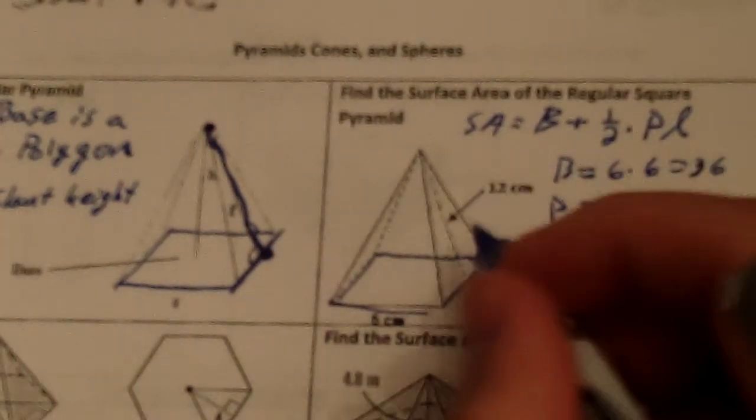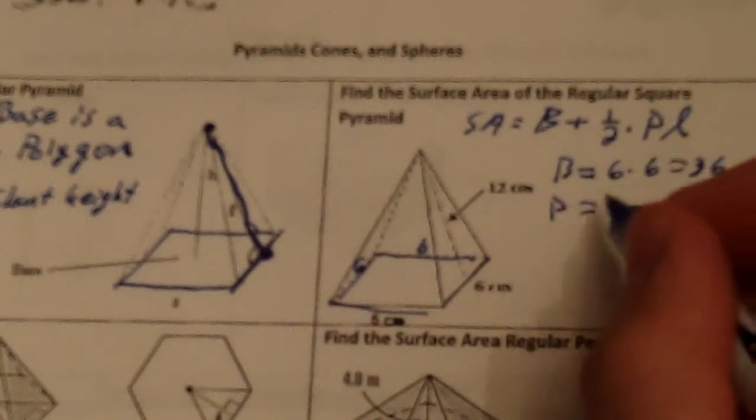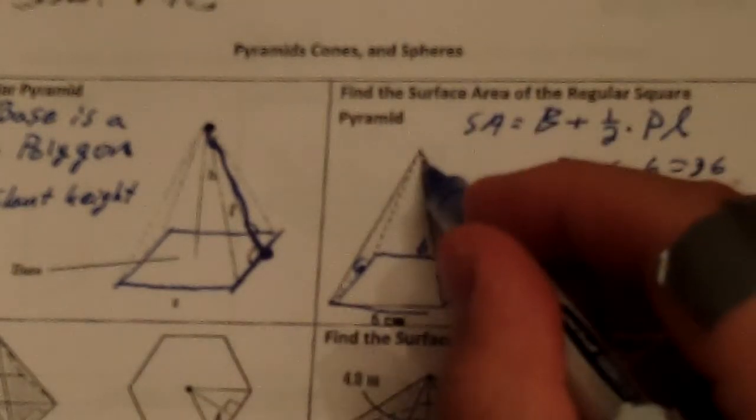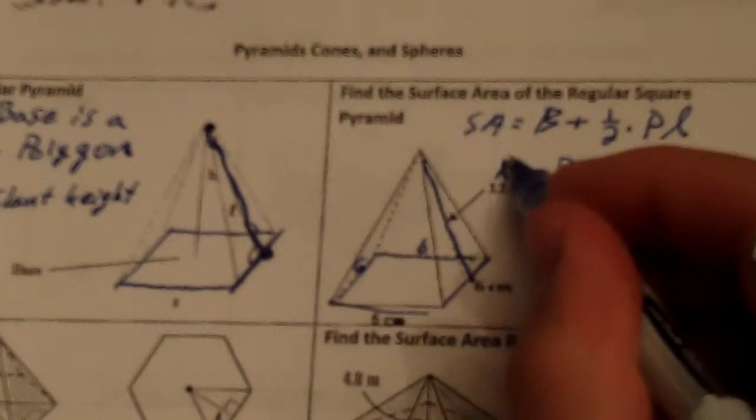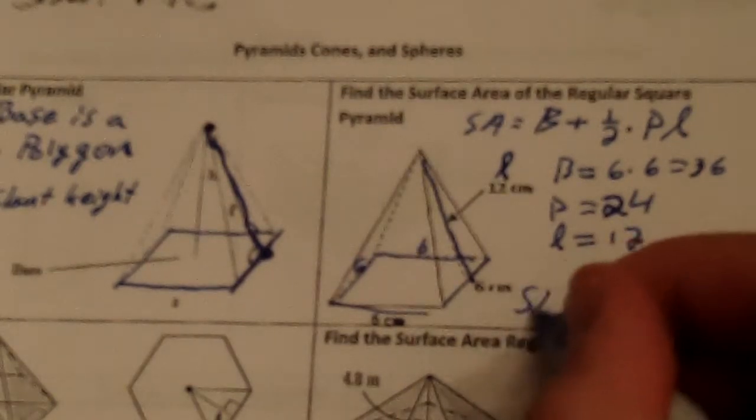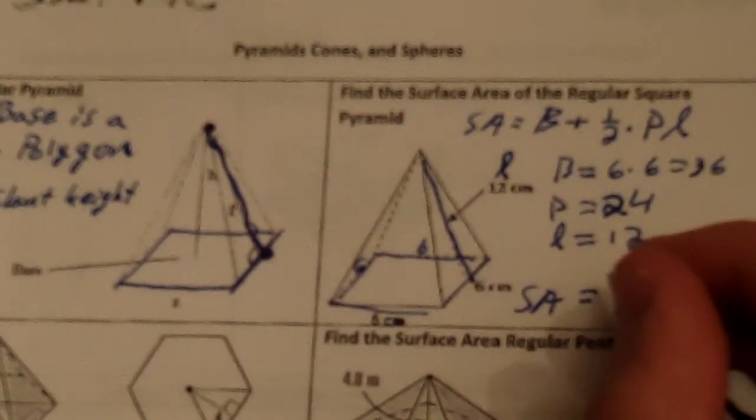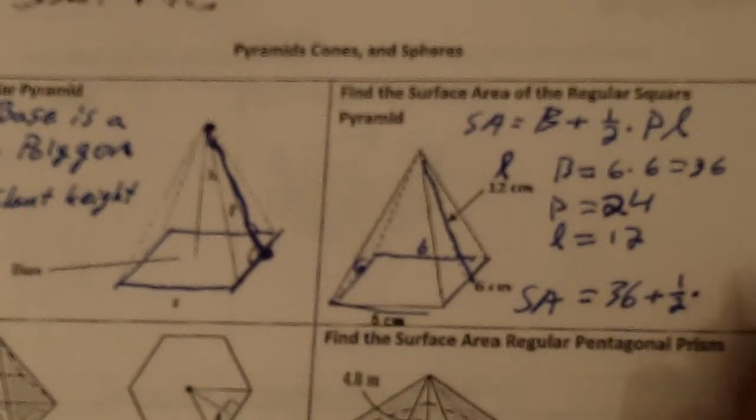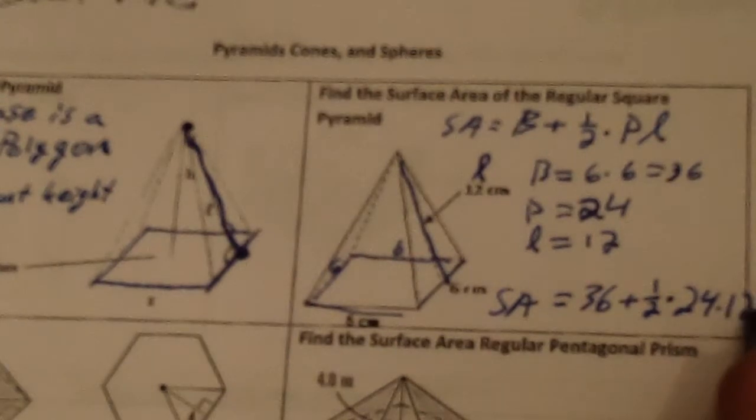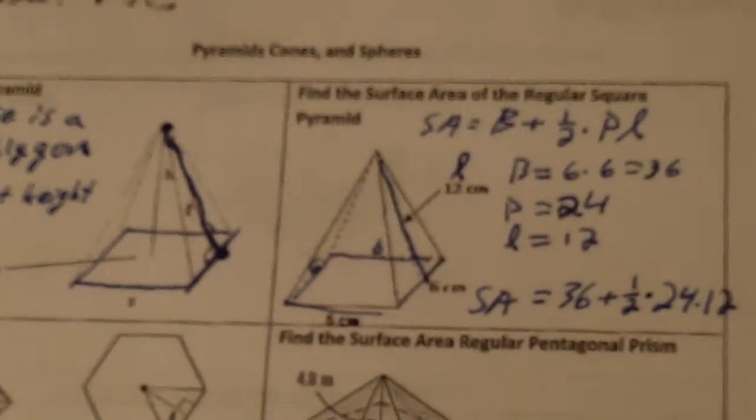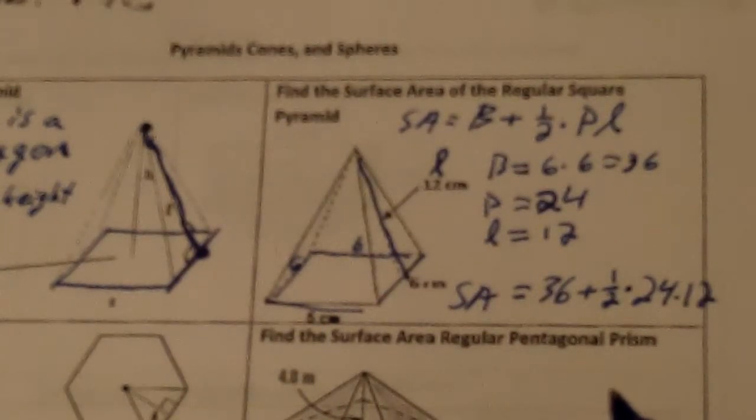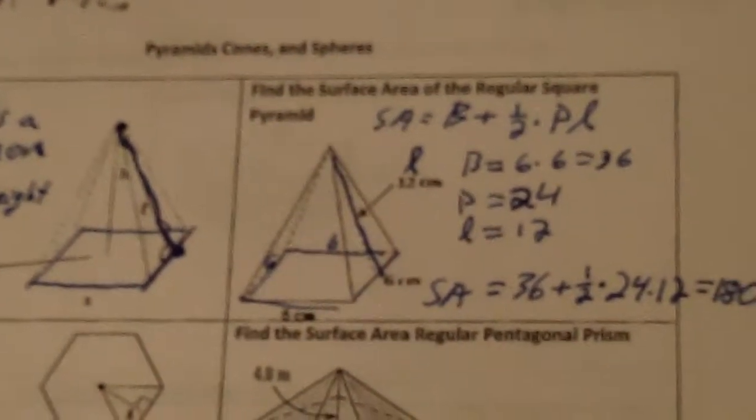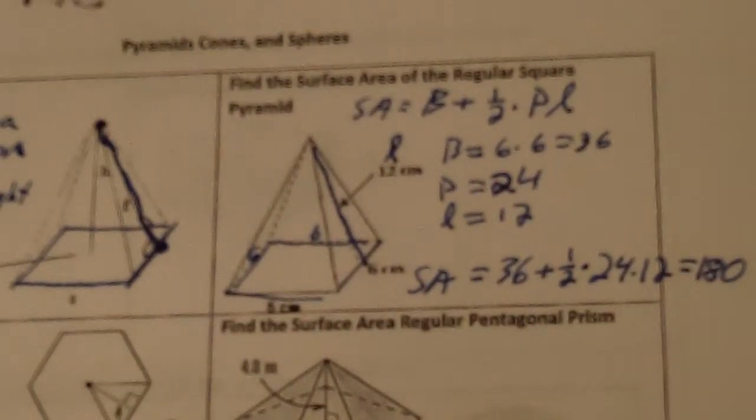We need to know P. P is the perimeter of the base. So that's going to be 6 plus 6 plus 6 plus 6. 6 times 4 is 24. And then we need to know the slant height. Well, that's given to us right here. That's 12. This is a little lowercase L, so L is 12. Plug everything in. Surface area equals the base, which is 36, plus 1/2 times P times L, which is 24 times 12. Okay, and you get that the surface area should be 180, I believe. So surface area is 180 on that one.